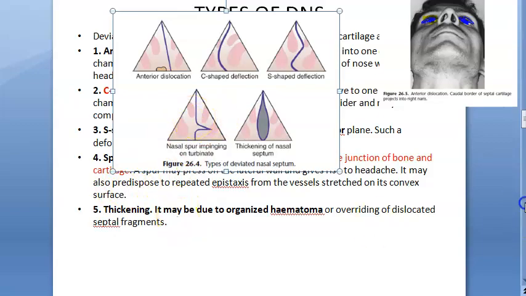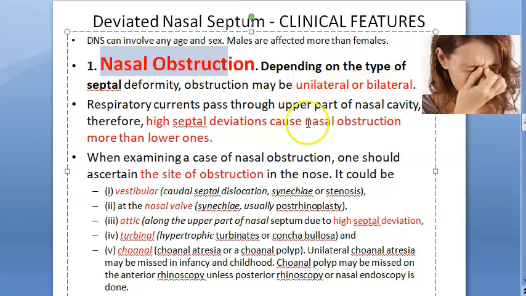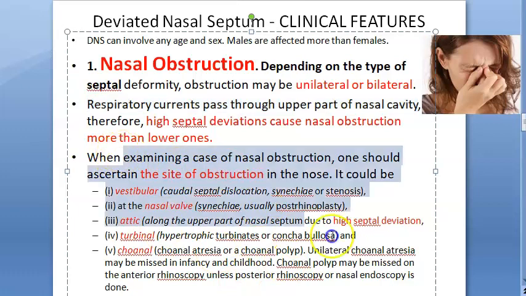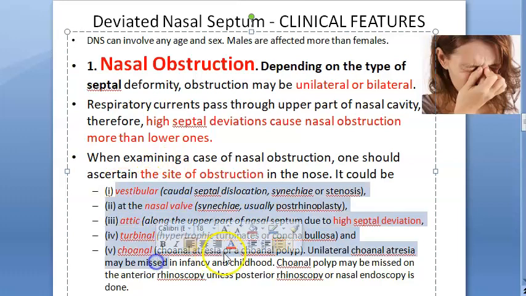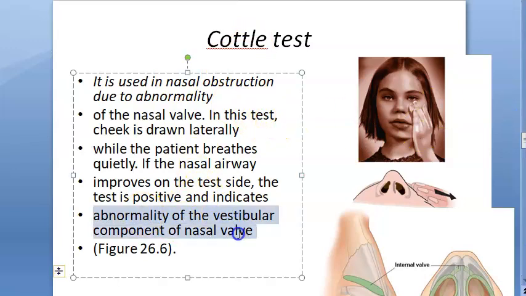Now let us move on to the clinical features. These people can have nasal obstruction, especially if it is a high septal deviation, that can cause more nasal obstruction because the respiratory currents, guys, pass through the upper part of the nasal cavity. Focus, guys, focus. Then when you're examining a nasal obstruction person, you should check the site of obstruction. It could be vestibular, nasal valve, atticl, turbinal, choanal, etc. Okay. Then Cottle's test, if it is at the nasal valve, you can know the abnormality of the vestibular component of nasal valve.